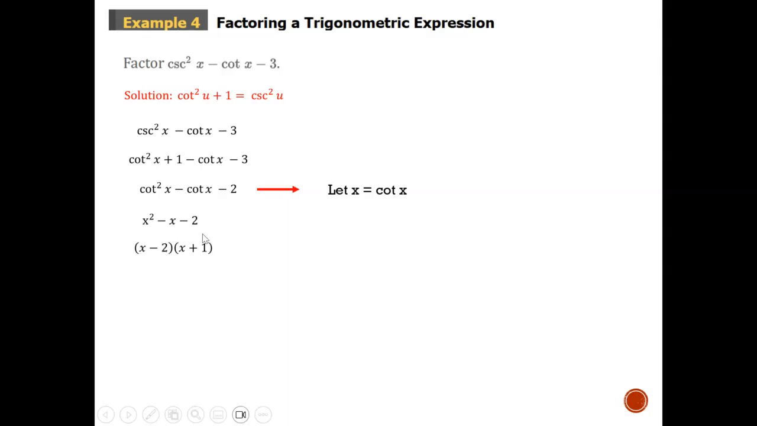And again, if you need help, refer to the factoring PowerPoint or workshop that we did for the 1324. Now we go back and plug in cotangent of x for every x. And this is my final result. Cotangent x minus 2 times cotangent x plus 1.